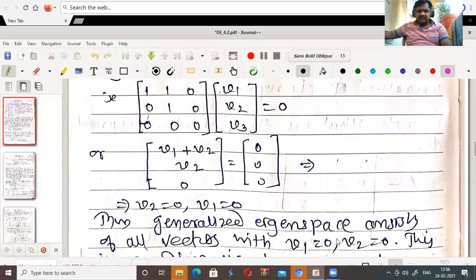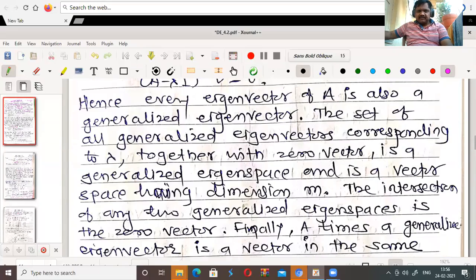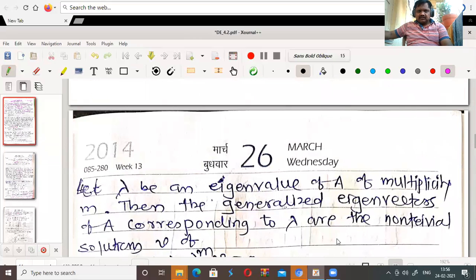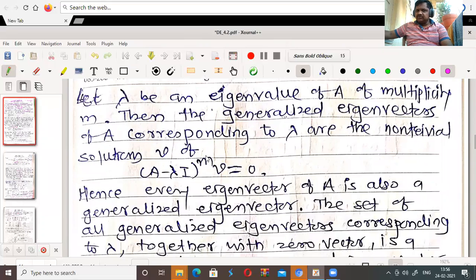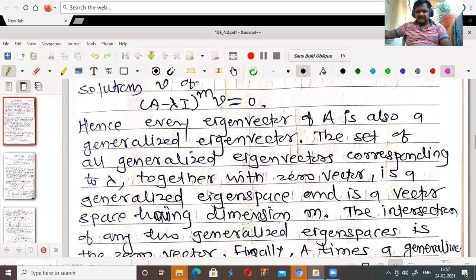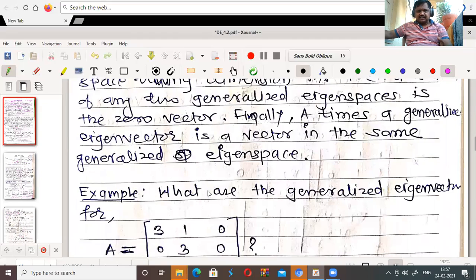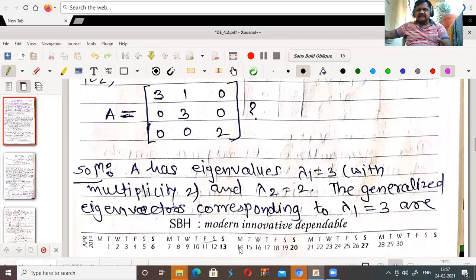Now, previously we have seen the generalized eigenvector. The generalized eigenvectors of A corresponding to lambda are the non-trivial solutions of (A minus lambda I) to the power m operating on v equal to 0. Why is m there? If lambda is an eigenvalue of A with multiplicity m, then the set of corresponding eigenvectors is called the generalized eigenvectors. And we have obtained the generalized eigenspace in the last lecture.